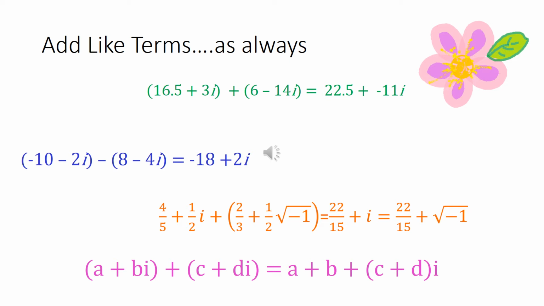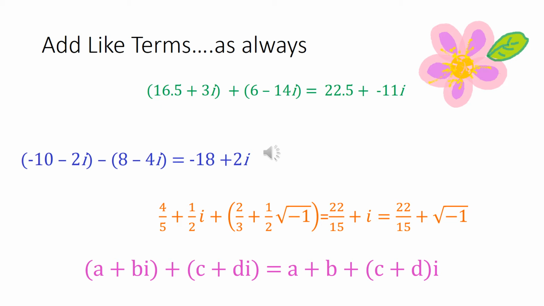So if I'm adding two complex numbers like 16.5 plus 3i to 6 minus 14i, the real parts, the 16.5 and the 6, will be added to obtain 22.5, and 3i will be added to negative 14i to get negative 11i. You could also take negative 10 minus 2i, and you could add the opposite, i.e.